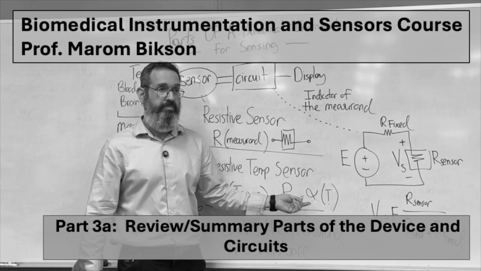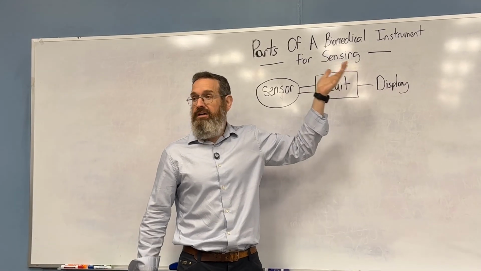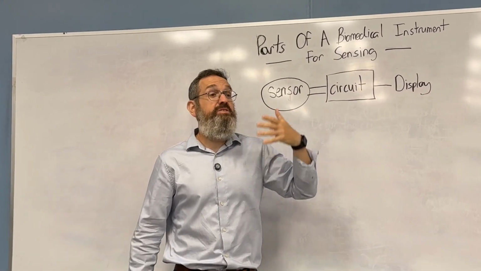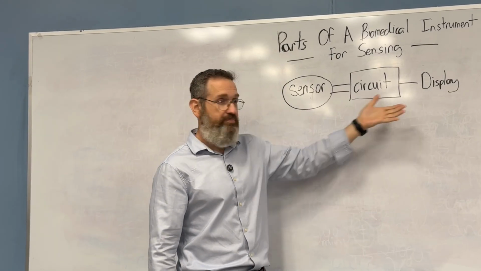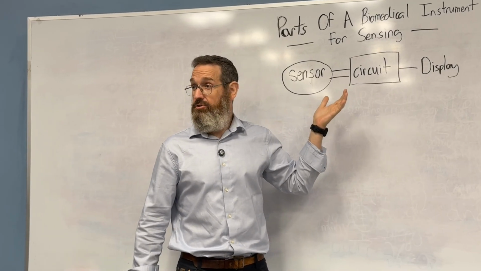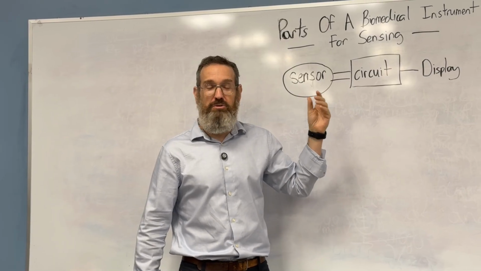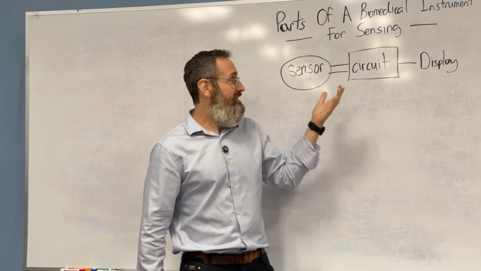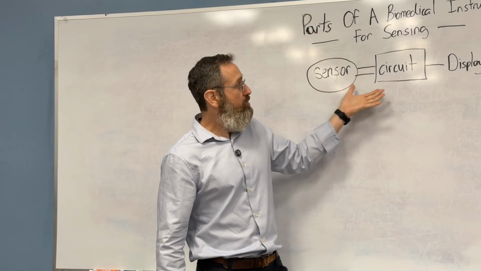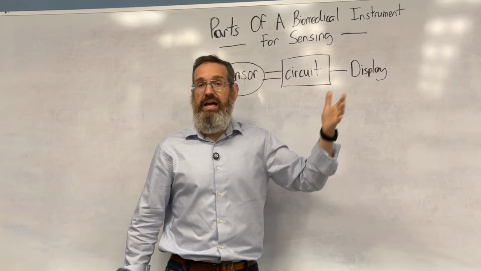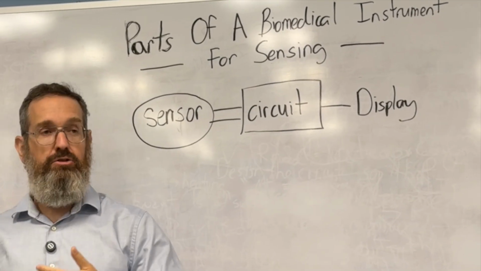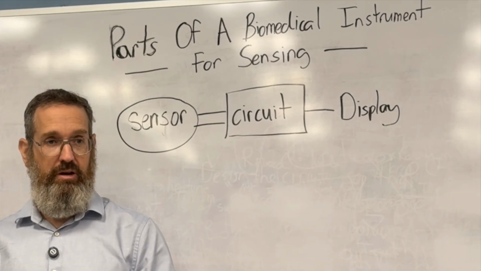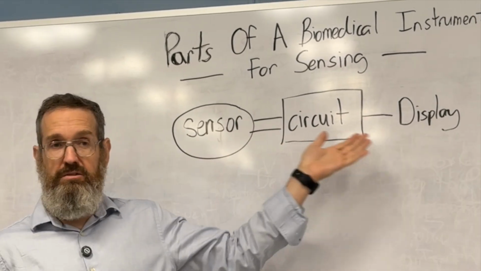So let's take a step back and once again talk about the parts of a biomedical instrument, an instrument specifically used for measuring something. I'm going to keep showing you the same cartoon. The more I show it to you, the more it will make sense. You have a sensor, you have a circuit, and you have a display. And no matter how complicated a medical instrument seems to be, you can look for these components in it.